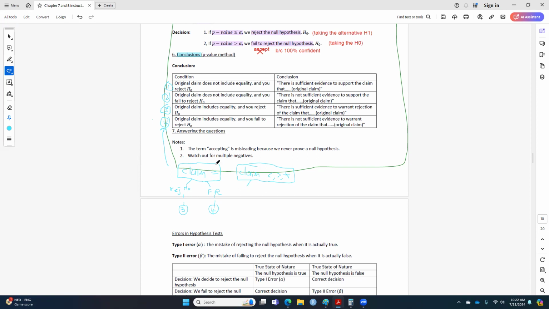Again, you will also have this choice: either your claim is this or that. If your claim has the inequality, less than, greater than, or not equal to, then you can either reject the null or fail to reject it. If you reject, you will pick the first conclusion, where there is sufficient evidence to support the claim. However, if you fail to reject the null hypothesis, you pick the second conclusion, which is this below: there is not sufficient evidence to support the claim.